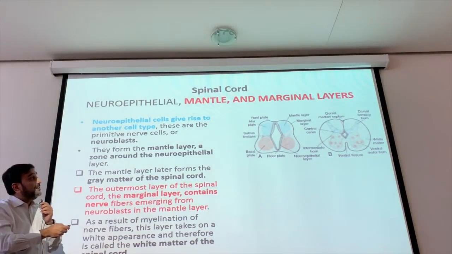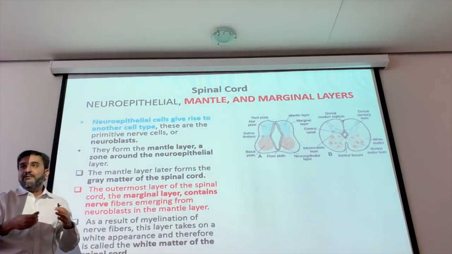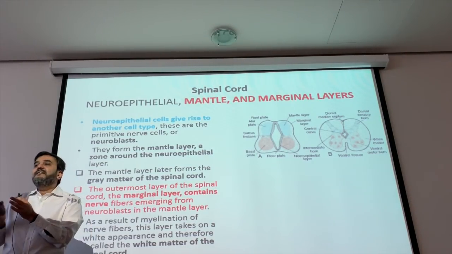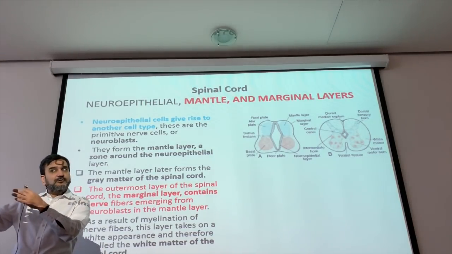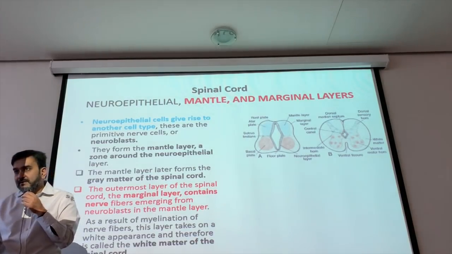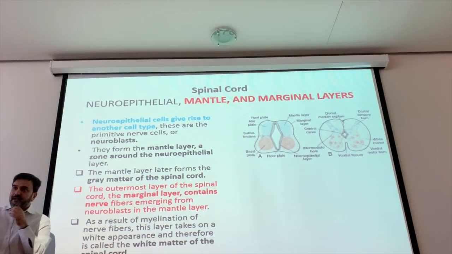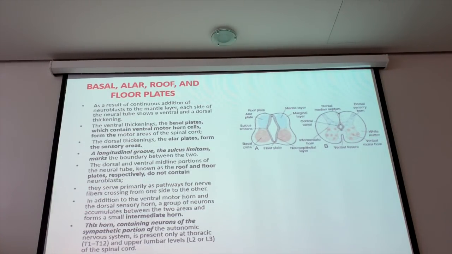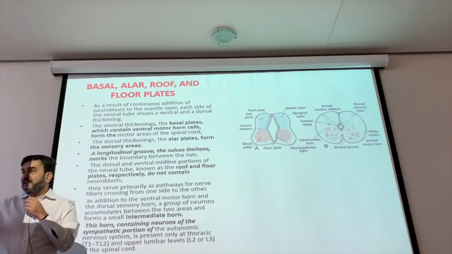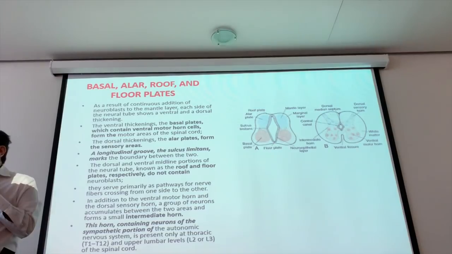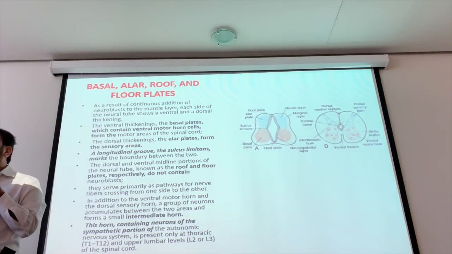Okay. So the neuroepithelial cells are going to differentiate into neuroblasts and glial cells, glioblasts. After they give rise to neuroblasts and glioblasts, they are going to differentiate into ependymal cells. So the final differentiation is ependymal cells. So the basal plate is going to give rise to the motor neurons, the anterior gray horn cells. The alar plates are going to give rise to the sensory neurons, because these are the posterior gray horn cells.